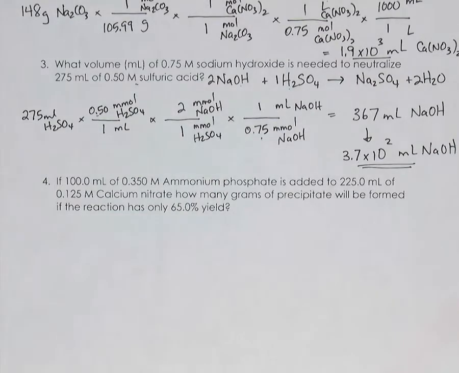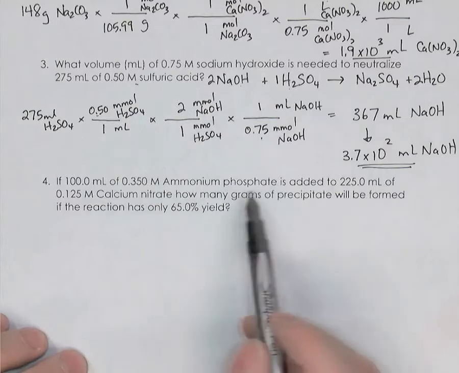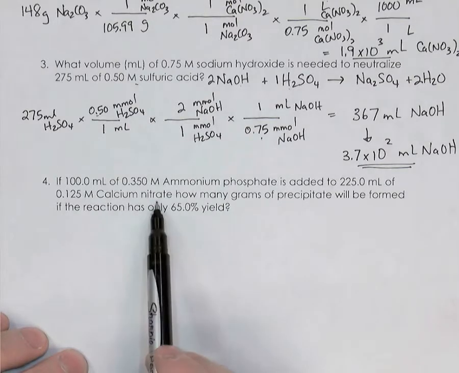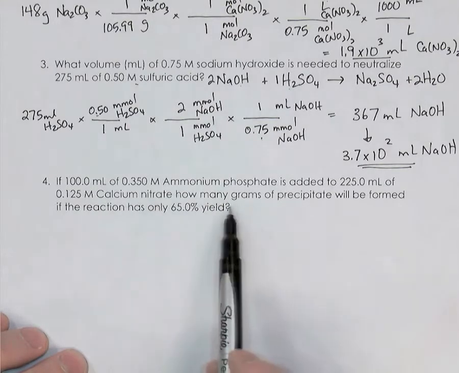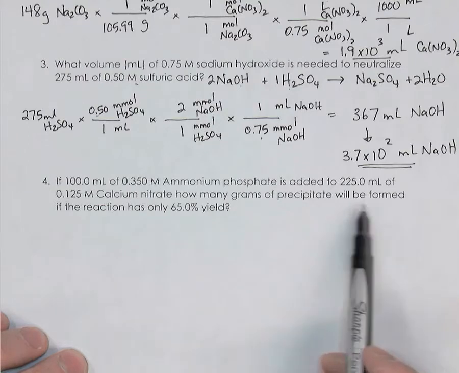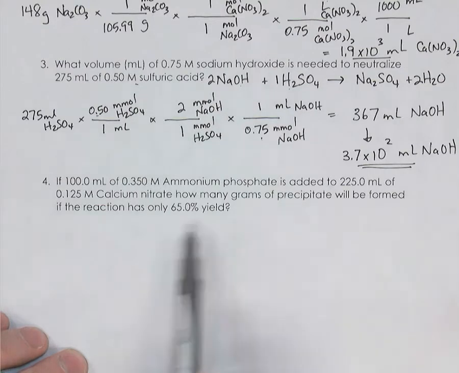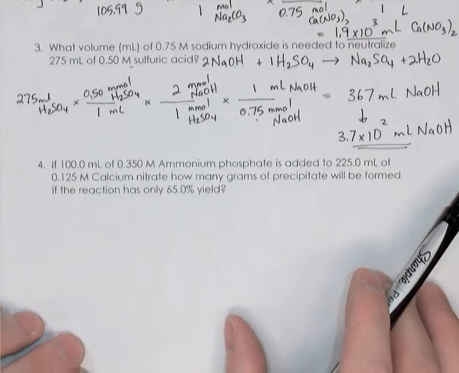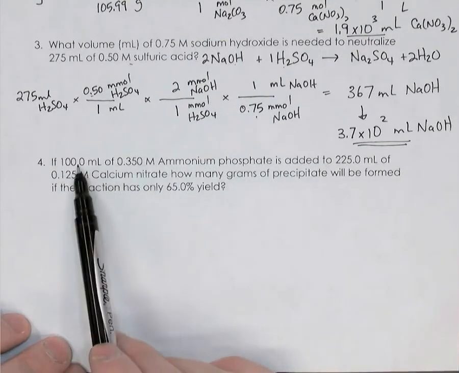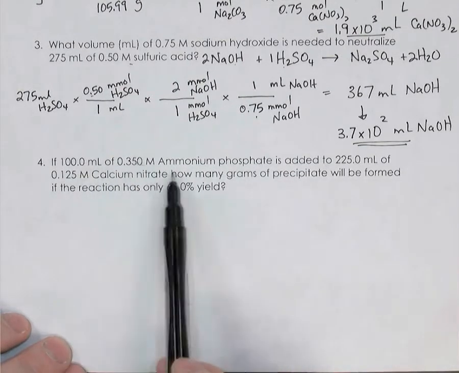Do you notice that in this question, not only is it a stoichiometry problem, but this one looks like it's going to be a limiting reagent stoichiometry problem. We have ammonium phosphate reacting with calcium nitrate, and we want to know how many grams of precipitate will be formed. This question is actually a little bit harder than the ones we've been doing because we're told the volume and concentration of each reactant.